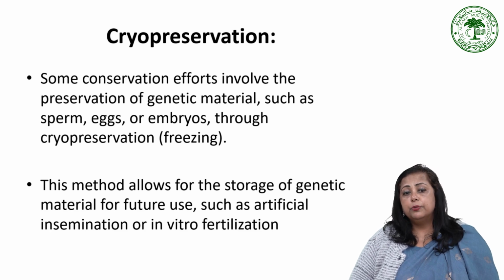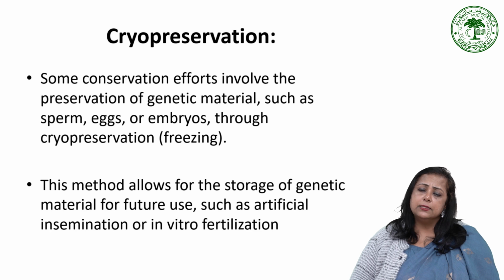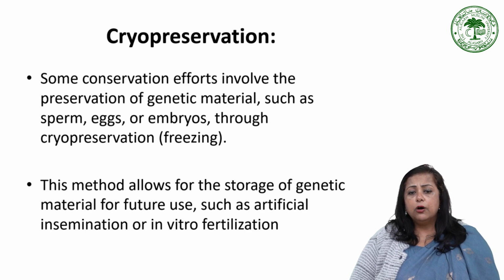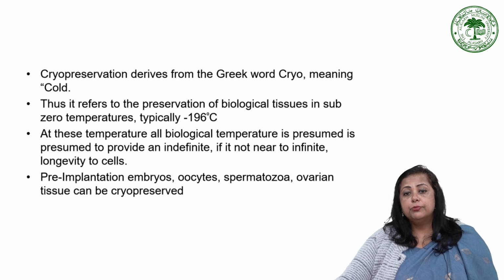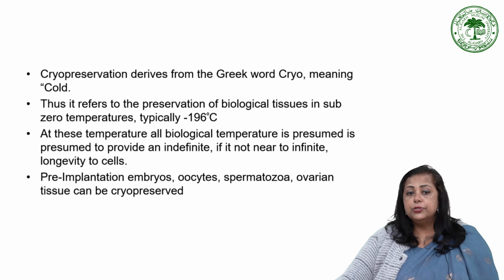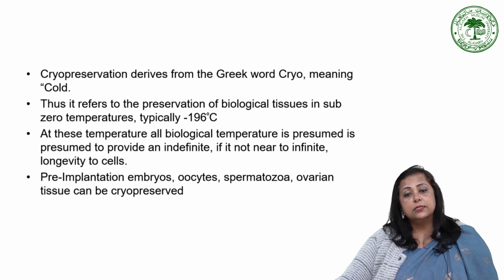Some conservation efforts involve the preservation of genetic material such as sperms, eggs or embryos through cryopreservation. Freezing of the genetic material, as simple as this. This method allows for the storage of genetic material for future use such as artificial insemination or in vitro fertilization. Cryopreservation is derived from the Greek word cryo meaning cold. So, freezing the genetic material in a very, very cold environment. Thus it refers to the preservation of biological tissues at sub-zero temperature, typically minus 196 degrees centigrade. Plasma preservation is at minus 18 degrees centigrade, but cryopreservation is at minus 196 degrees centigrade.